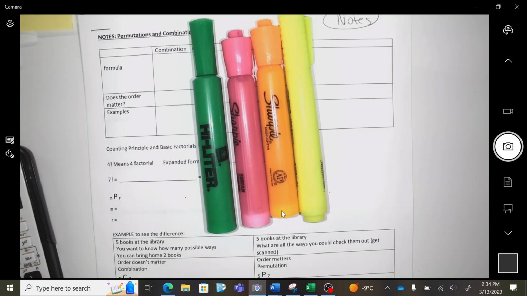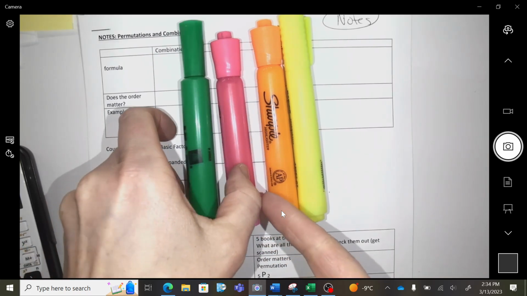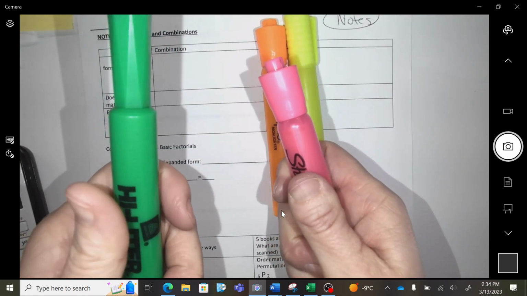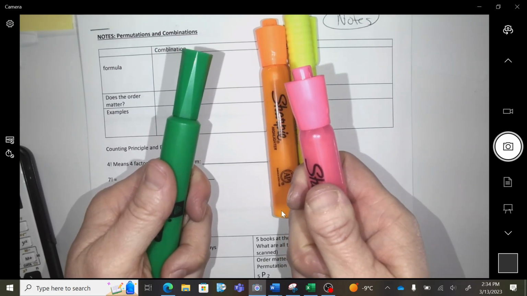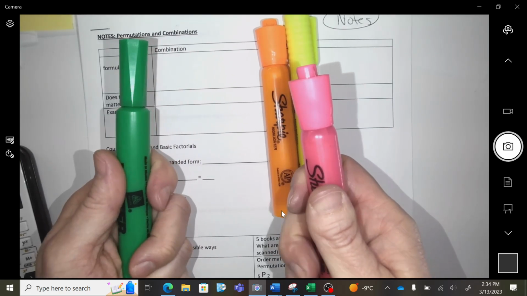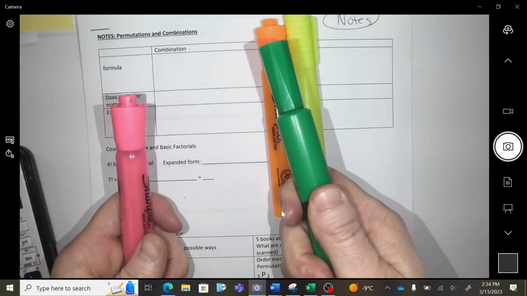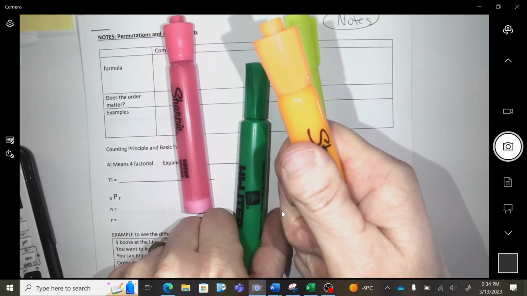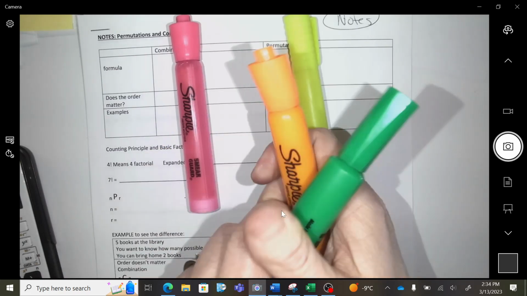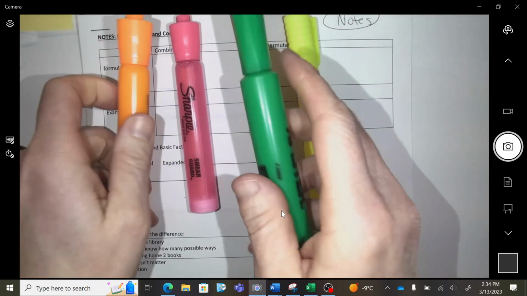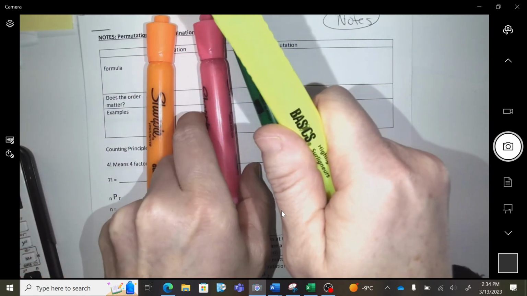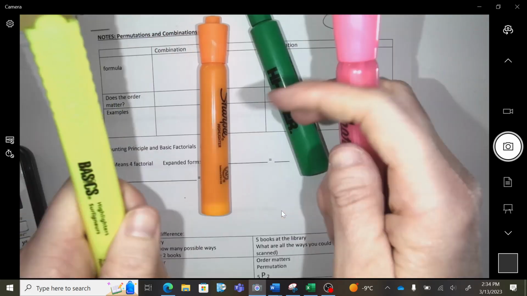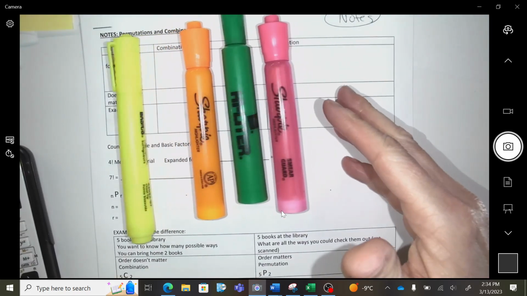So a permutation is I want 2 markers, but I care which one I put in my right hand and my left hand. So I could go pink right, green left. Or, guess what else? I could also switch that around. I could go with my green in my right, pink in my left. I could do another thing. I could go orange right, green left. Or I could do green right, orange left. This is hard to think of. Yellow right, pink left, or I could move them around, right? There's a bunch of different arrangements.